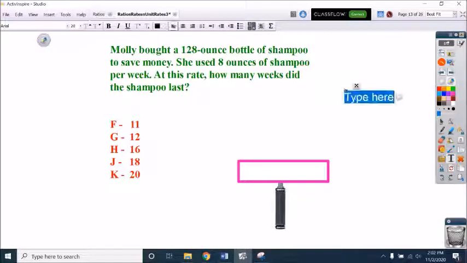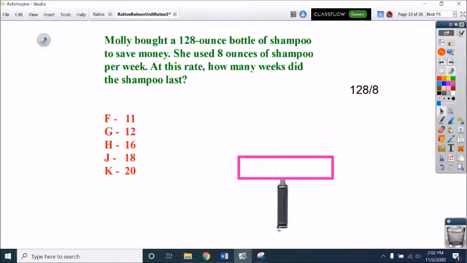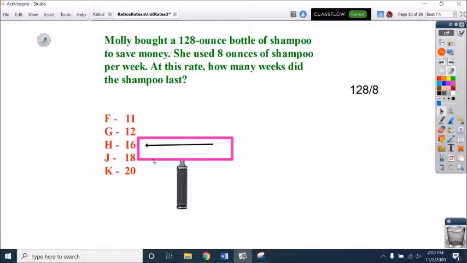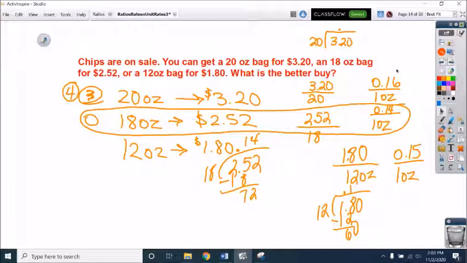So the rate is going to be 128 over 8, right? So we're going to simplify it to be a unit rate. And now let's see, what does that simplify to equal? So it means that she can use the shampoo for 16 weeks at that rate. So let's move on to this one.